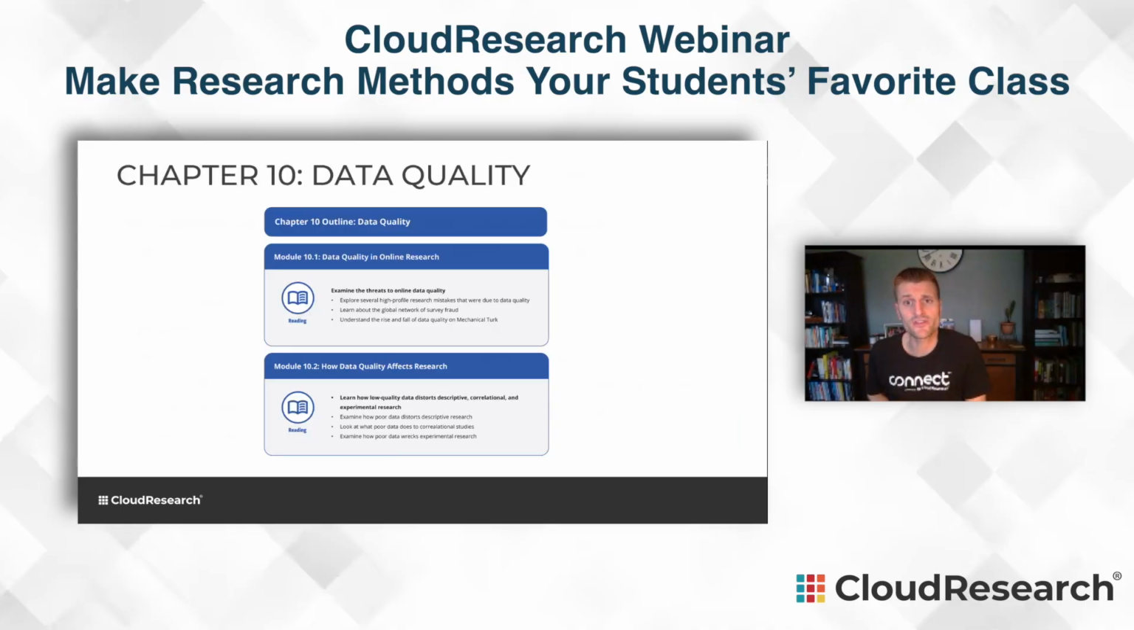In the chapters of part 2, we tell a number of different stories, especially like in this chapter 10 about data quality. We tell a number of stories about research, real studies that were unsuccessful or went wrong in online research because of problems with data quality. And then we get into a detailed description of how these problems with data quality in online research affect different kinds of studies, walking through how they affect descriptive studies, how they affect studies where the goal is correlational, and how they affect experimental studies.